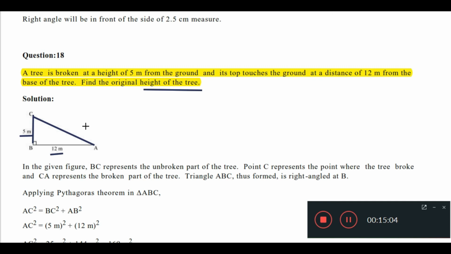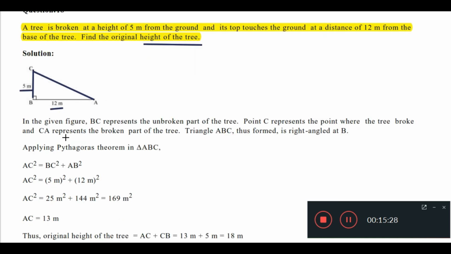So we know that in the Pythagoras theorem property, hypotenuse square is equal to perpendicular square plus base square. So 5 5 is 25, 12 12 is 144, that is equal to 169, which is the square of 13. So this part should be equal to 13 meter, and the total height is 13 plus 5 equals 18 meter. Sorry, not centimeter, it's meter. Okay.